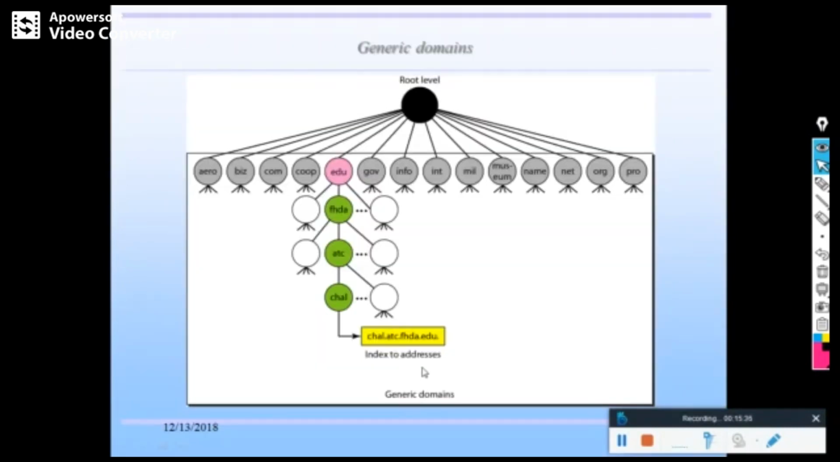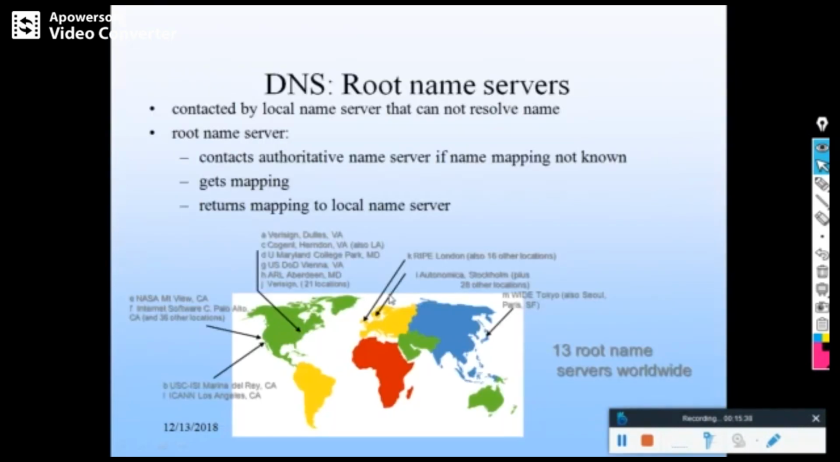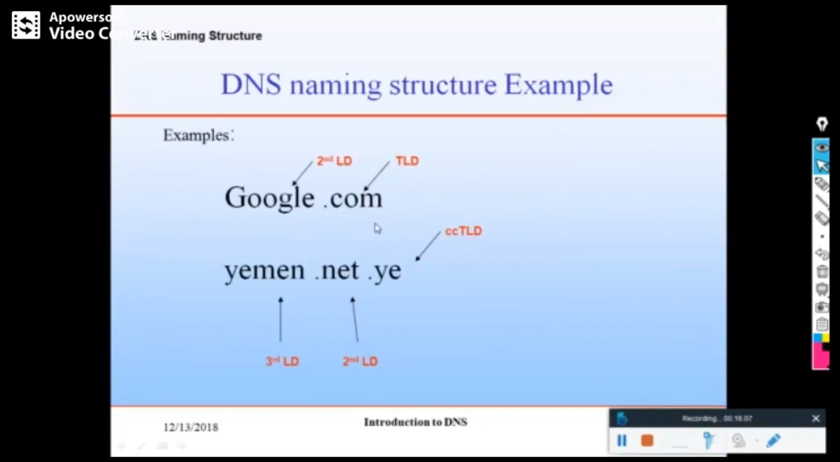Now you can also see the naming structure here. So root name servers, there are around 13 root name servers in the world. So what is the use of this? Your local name server that cannot resolve the name will contact the root name server and try to get the mapping, and the root name server gets the mapping, contacts the authority name server, and returns the mapping to the local name server. All this is done by this.